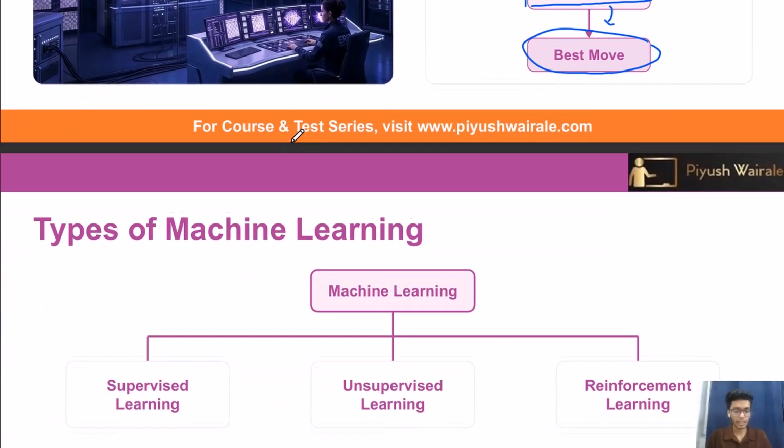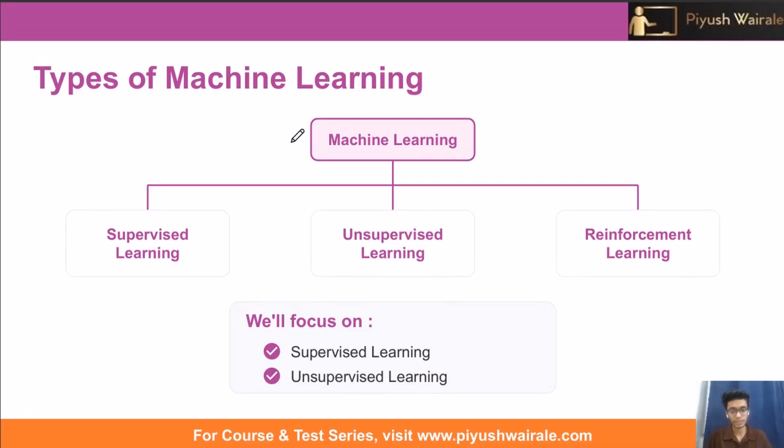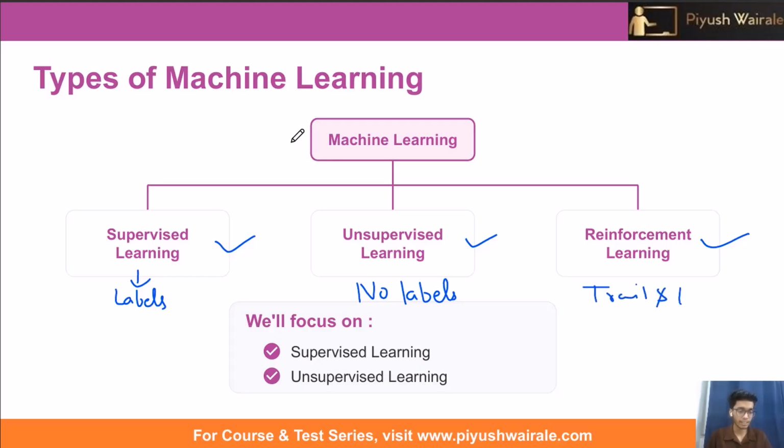Okay, now moving towards the types of machine learning. Mainly there are three types of machine learning: supervised learning, unsupervised learning, and reinforcement learning. Okay, so in supervised learning the data sets have labels, whereas in unsupervised learning there are no labels. And in reinforcement learning, we learn through trial and error.